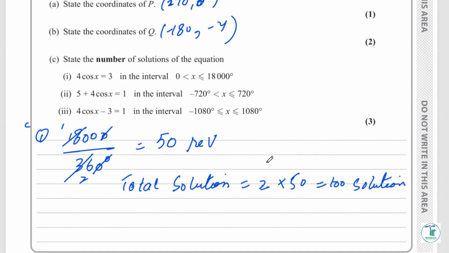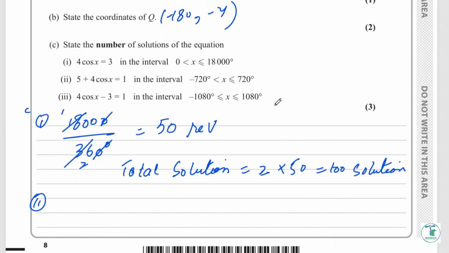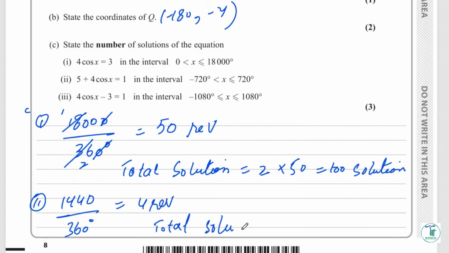Now for the second part, you have got 5 plus cos x. Same is the case with this one. In one revolution, we've got 2 solutions. So minus 720 to 720, it is 720 plus 720, which is going to be 1440. So 1440 divided by 360 degrees comes out to be 4 revolutions. If you have got 4 revolutions over here, the total solutions are going to be 2 times 4, and that comes out to be 8 solutions. So we have got 8 solutions in this part.